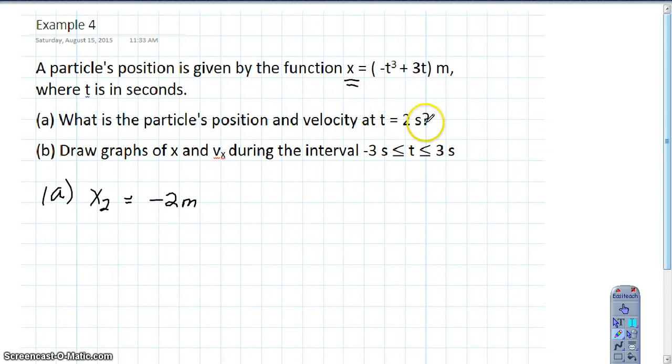For my velocity at 2 seconds, it is indicating a specific time, so I'm looking for the instantaneous velocity at that point, so I'm going to find my derivative, right?